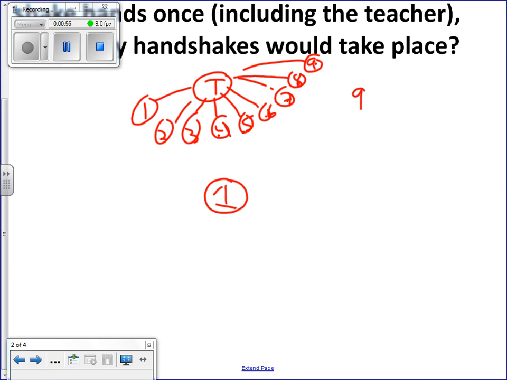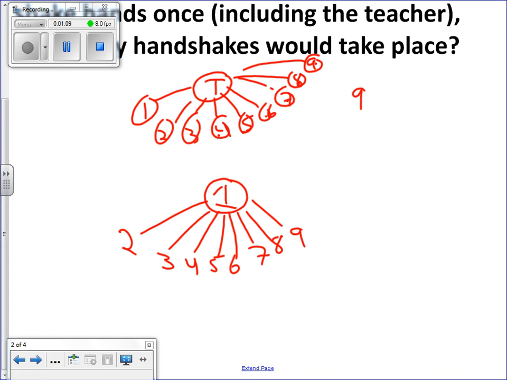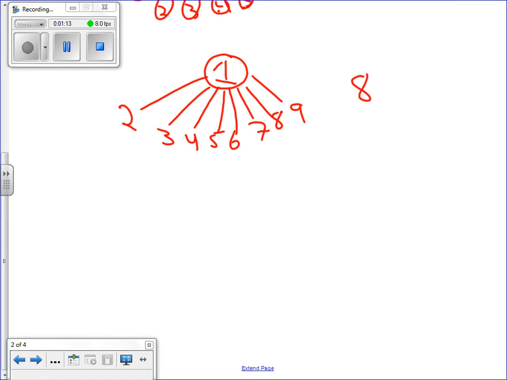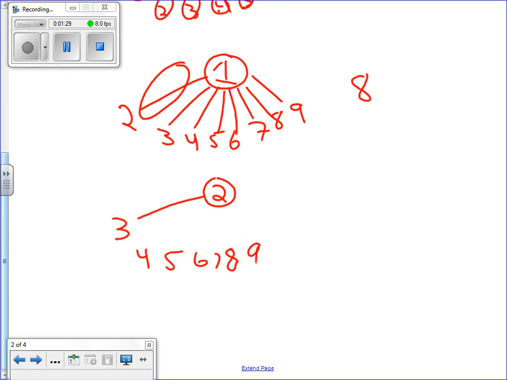Here's student number 1. So student number 1 still has to shake hands with students numbers 2, 3, 4, 5, 6, 7, 8, and 9, which makes a total of 8 handshakes taking place there. And then we have student number 2. Student number 2 has already shaken hands with student number 1 and the teacher. So he still needs to shake hands with students number 3, 4, 5, 6, 7, 8, and 9, which makes a total of 7 handshakes going on there.